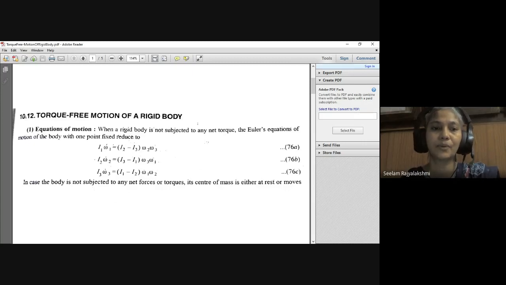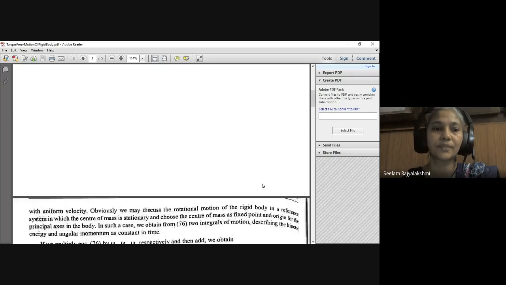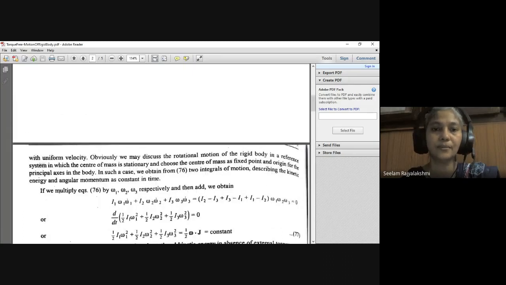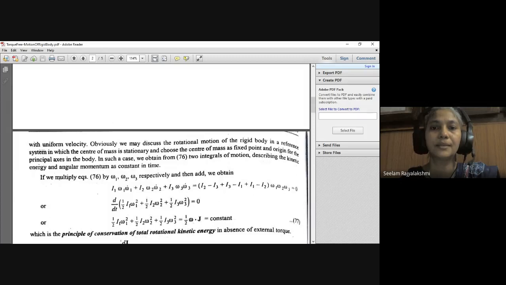In the case of a body which is not subjected to any net forces or torques, that means whenever you are considering a rigid body, when no external force or torque is applied on that particular rigid body, its center of mass is either at rest or it moves with uniform velocity. Now we will discuss the rigid body.